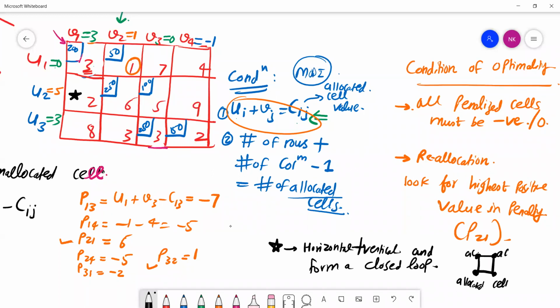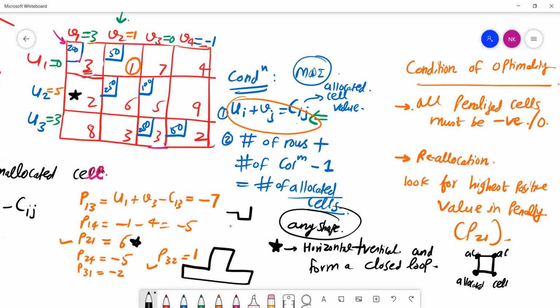Again, I am repeating, starting from this star that you have obtained, this star is nothing but the highest positive value of the penalty. You will be starting with the star. You will be forming any shape, I am saying any shape, using only horizontal and vertical lines, and you will be forming a closed loop. This shape can be this one also. It's completely fine. The shape can be like this one also.